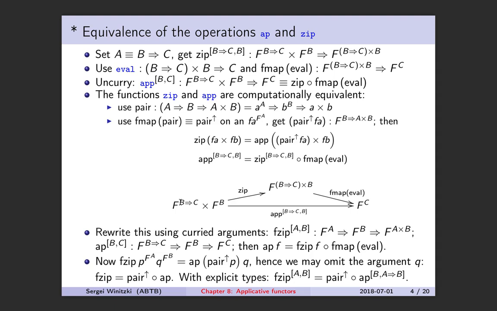So actually, no, that is a mistake, sorry. This needs to be deleted. This is not app B to CB, this is app BC, because this is how I defined it. So this is just app BC. I will correct this slide.